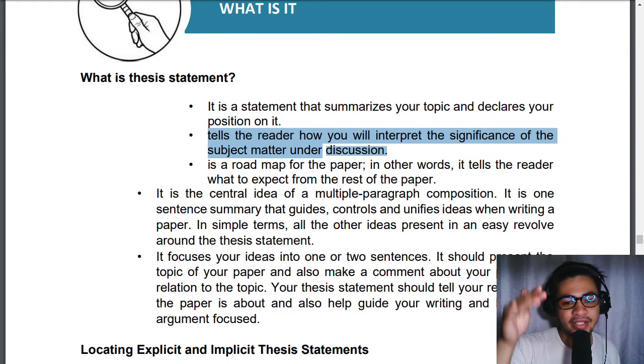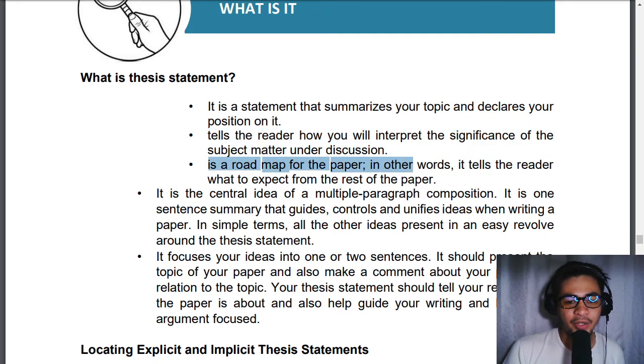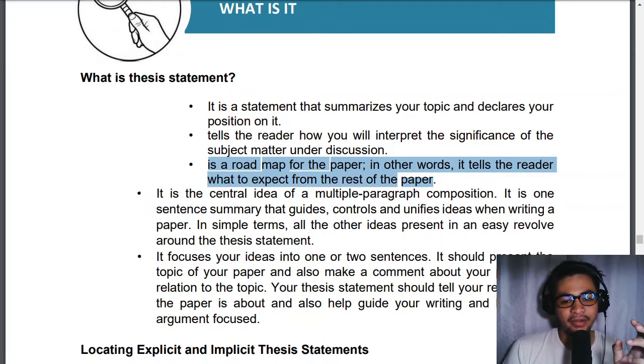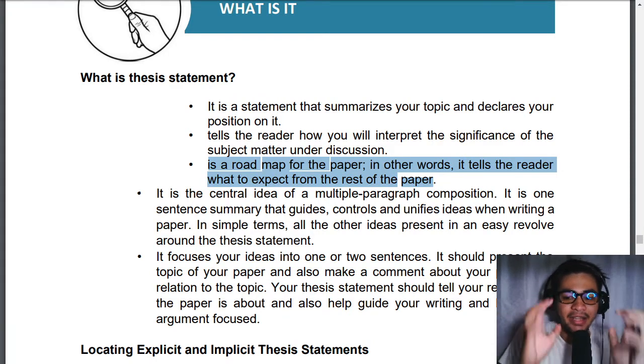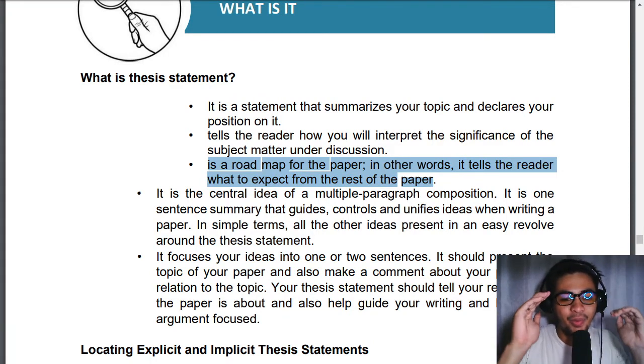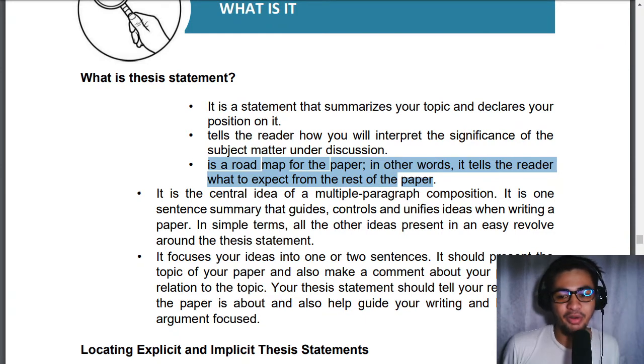A thesis statement is a statement that will lead sa imong readers on what are the things that you're going to discuss. Mao ni siya nga statement ang maghatag og guide sa imong readers kung unsay sulod sa body sa imong gisulat. So, yes, indeed, it is a roadmap for the paper. In other words, it tells the reader what to expect from the rest of the paper. Kini siya nga statement ang magaingon, class, kung unsa gyoy sulod anang imong gisulat. Pagbasa pa lang sa thesis statement, kabalo na kag unsay iyang i-discuss.